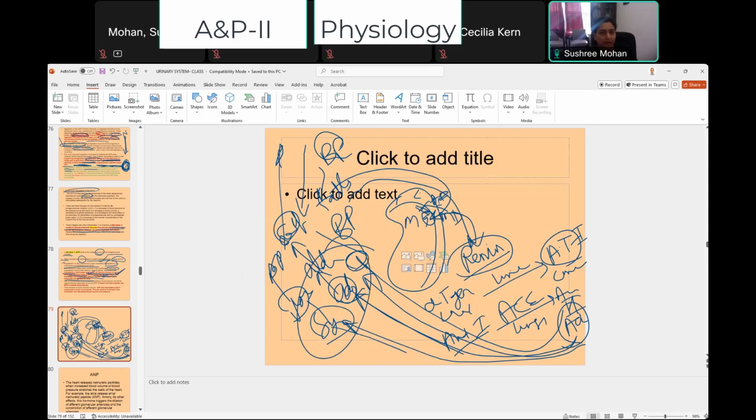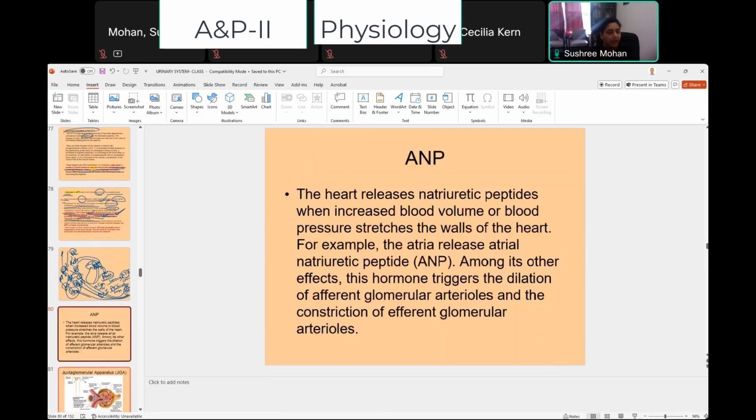For a short-term cause, the RAS mechanism is good. It will always try to bring the blood pressure up. But if it becomes a chronic thing and keeps on happening all the time, then it becomes an issue. Next, so this is all about RAS.